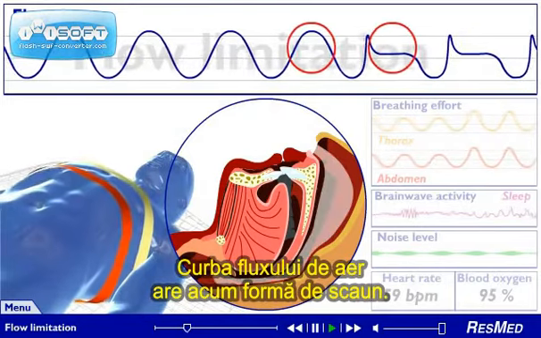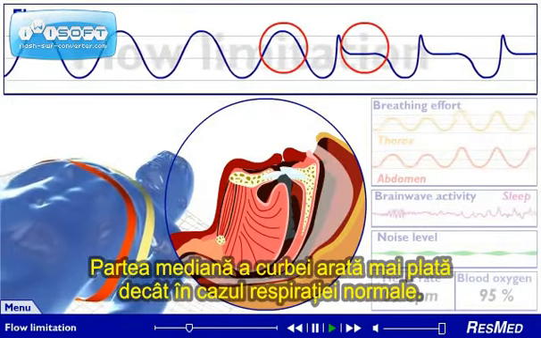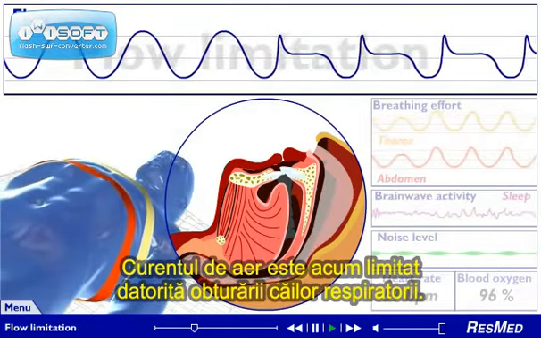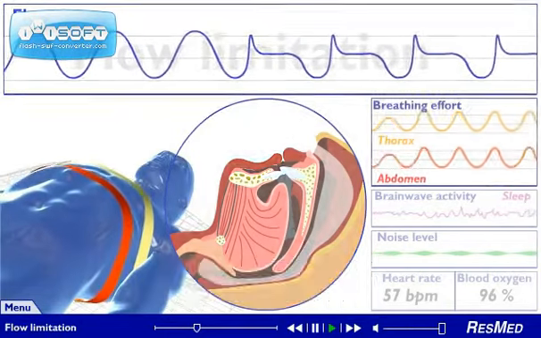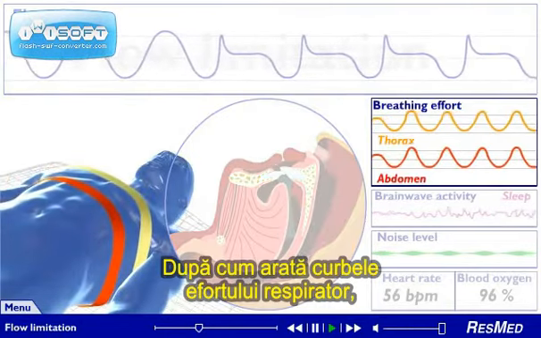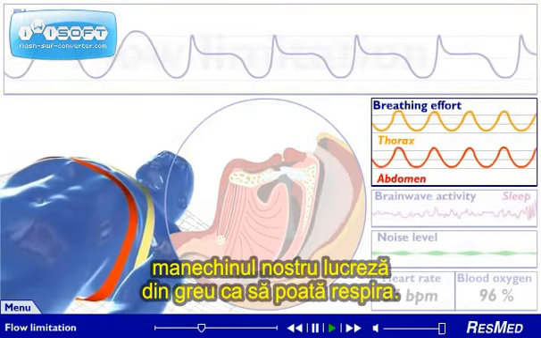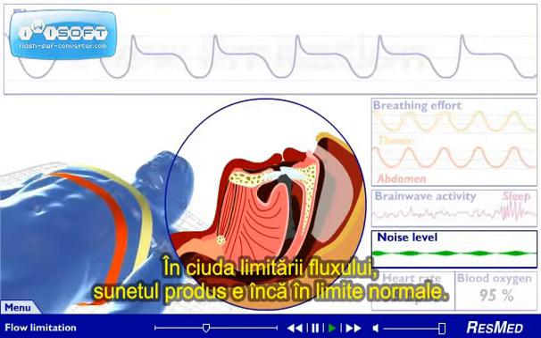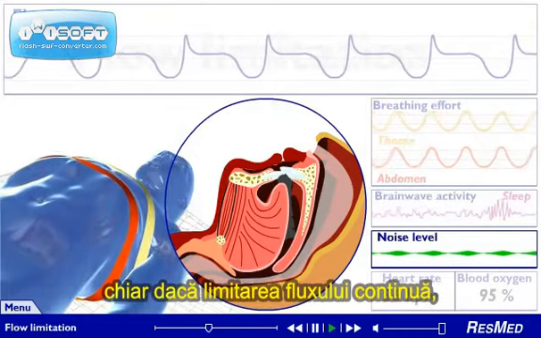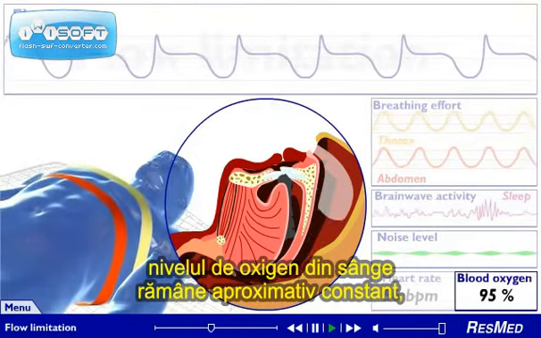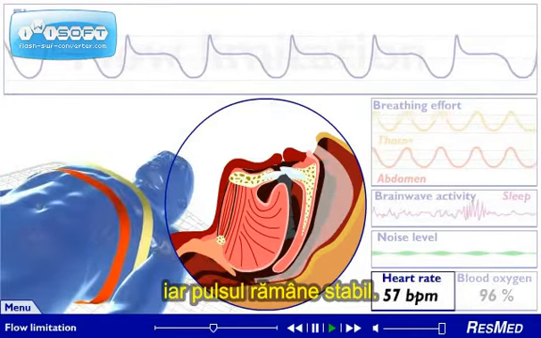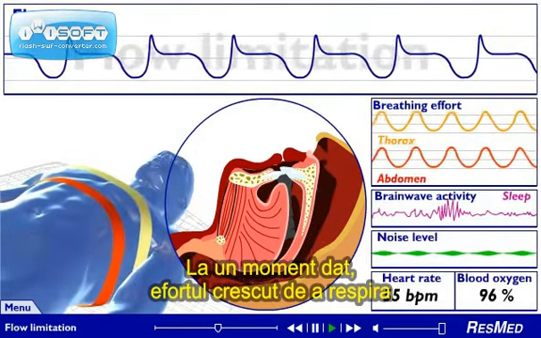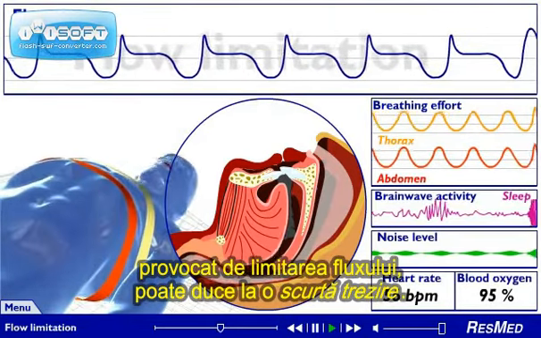The airflow curve now has a characteristic chair-like shape. The middle of the curve looks flatter than it does for normal breathing. The flow at this point is being limited by the restricted airway. As these breathing effort traces show, our model is working harder to breathe. Despite the flow limitation, the sounds of breathing are still fairly normal. From breath to breath, as flow limitation continues, the oxygen level in the blood remains quite steady and the heart rate remains fairly stable. At some point, the increased work of breathing against flow limitation may lead to an arousal.